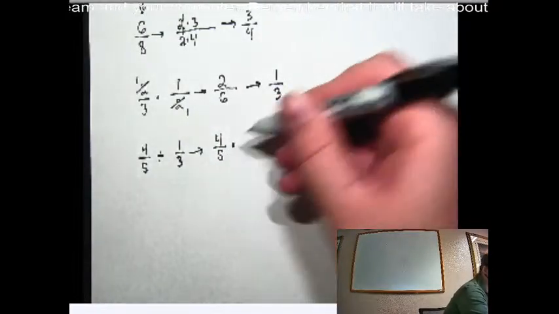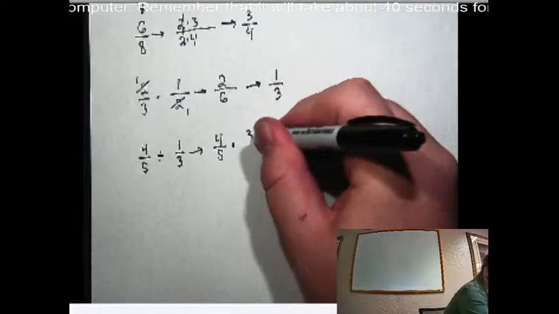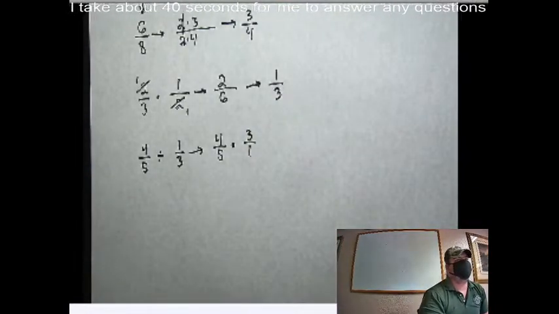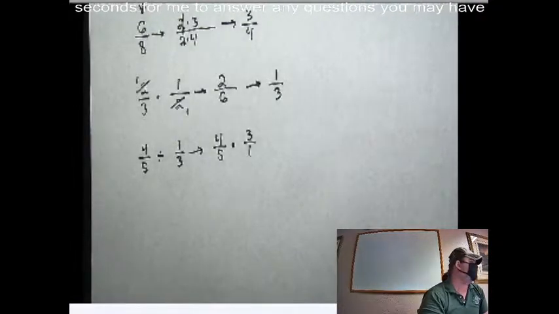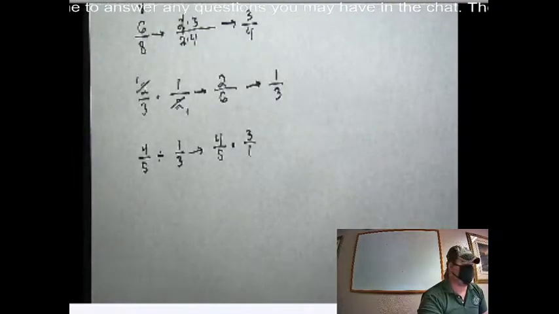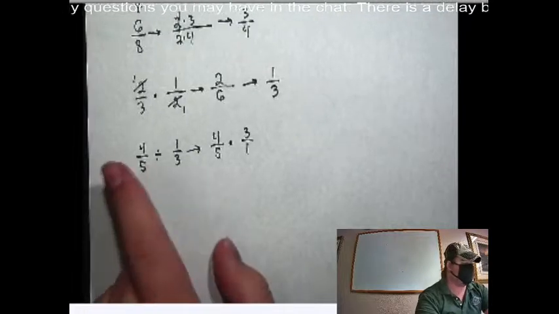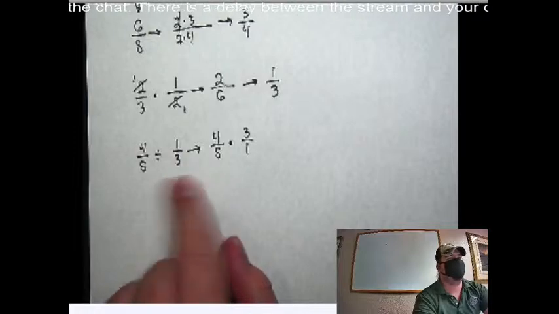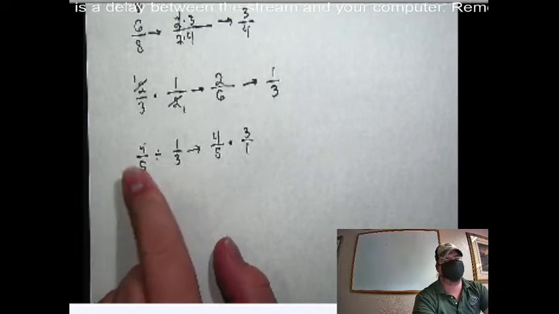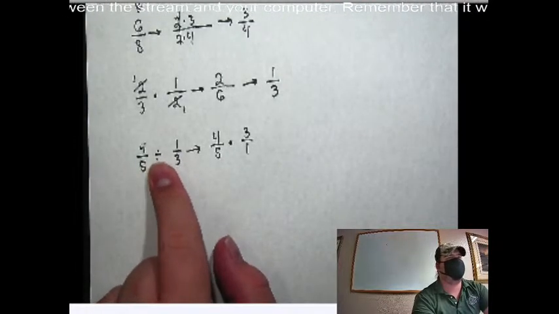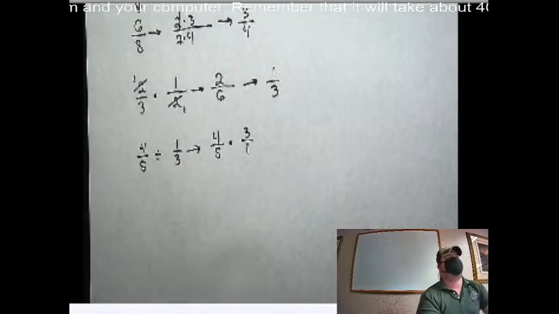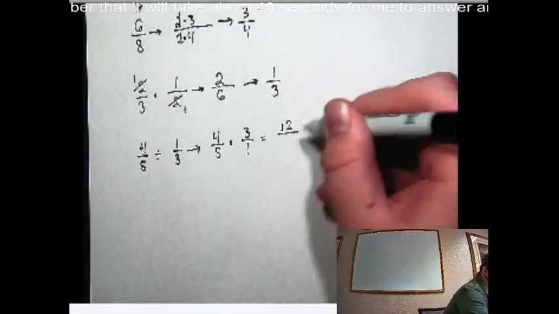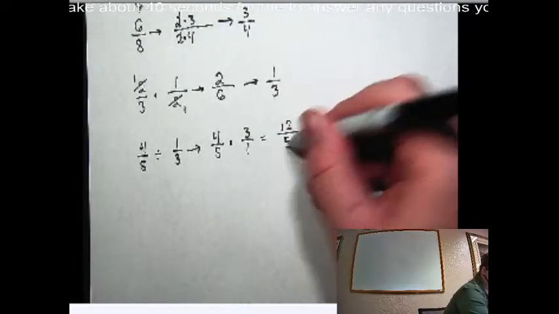But if we flip this to multiply, this also flips to its reciprocal. One way you might have heard this is you multiply by the reciprocal, but the one that most people are commonly familiar with is you keep, change, flip. So when we divide fractions like this, we keep the first one just the way it is, change this to multiply, and flip this one to its reciprocal. So now, 4 times 3 is 12, and 5 times 1 is 5.